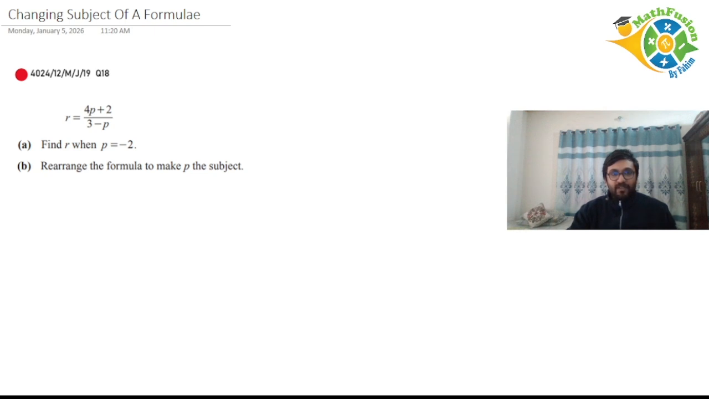In the first part of the question, they tell us to find r when p equals minus 2. In order to find the value of r, we need to replace p in the above equation with minus 2.